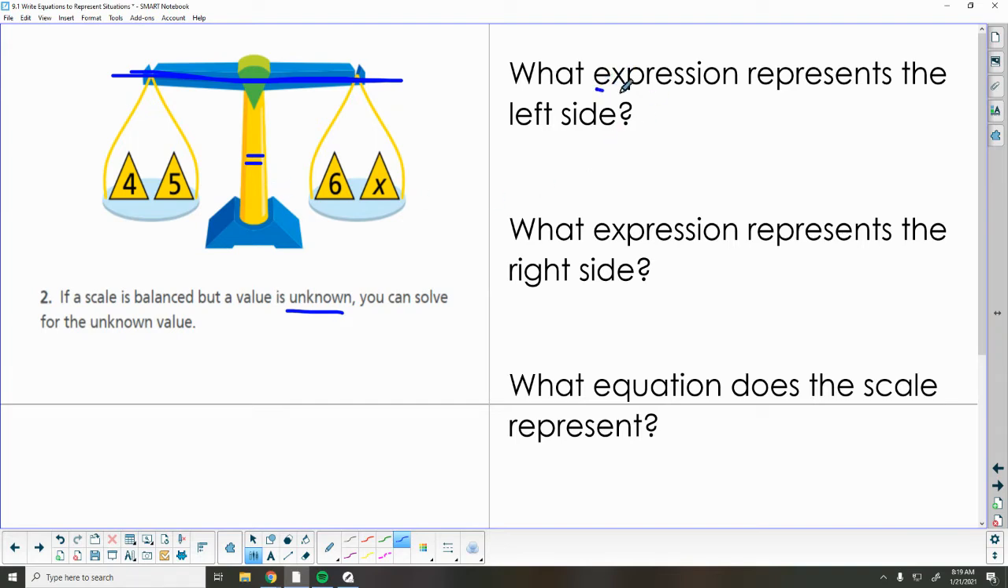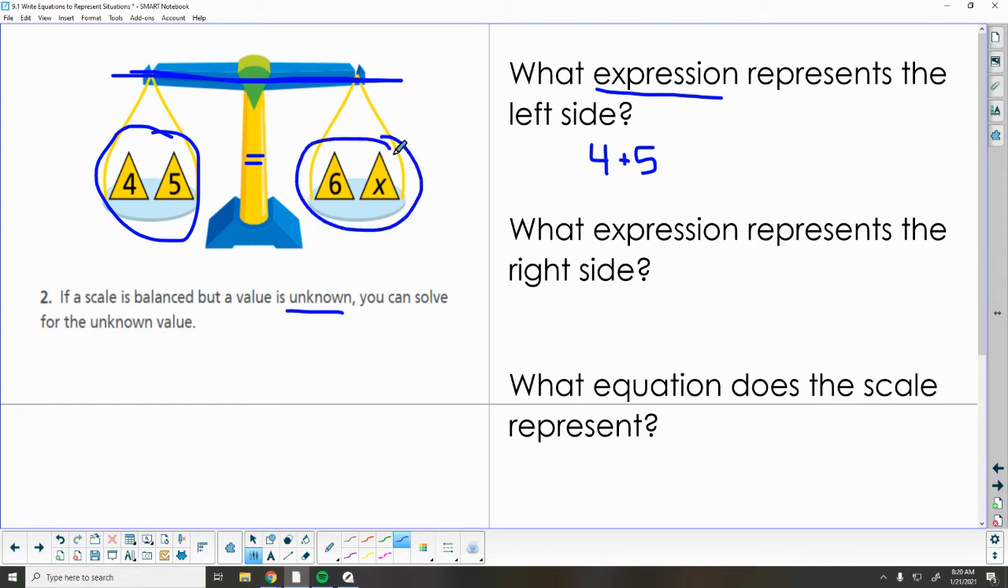So first I want you to write an expression for the left side. So go ahead and try that. So we have a unit of 4, and then they added on a unit of 5 more. So now what do you think will represent the right side here? So we have a unit of 6, and then they added on a unit of an unknown value. We'll just call that x.